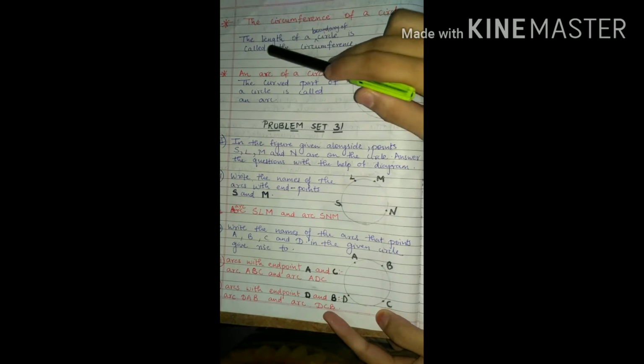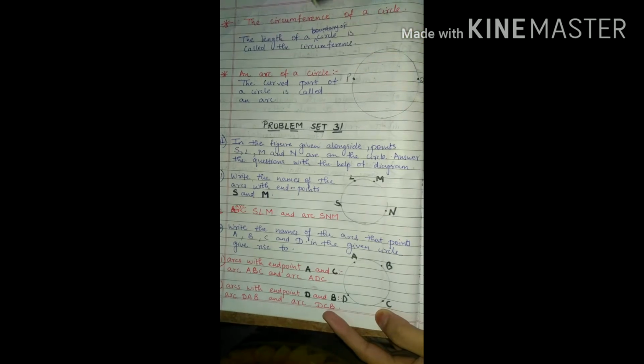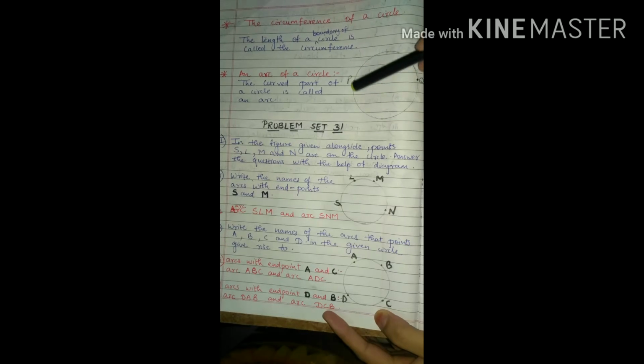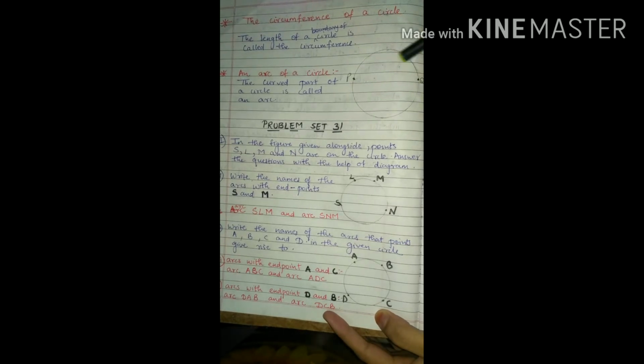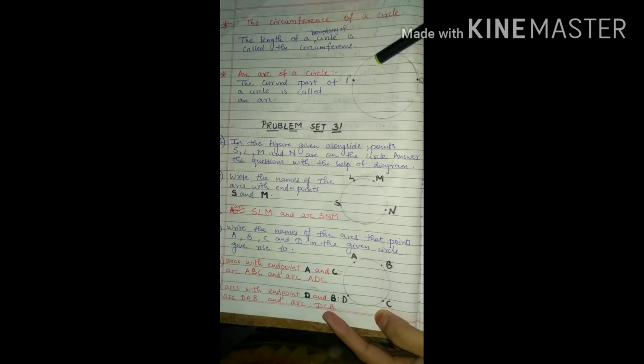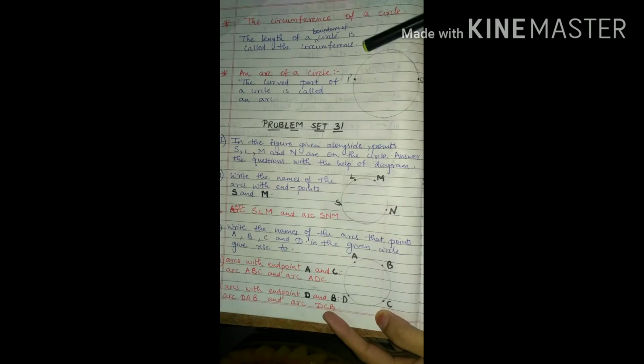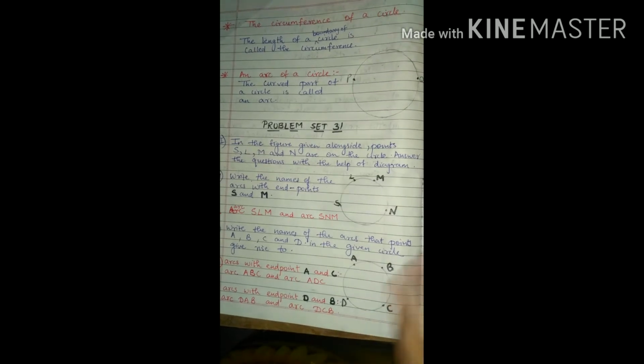Okay, so the length of the boundary of a circle is called the circumference. Means what? The length of the boundary of a circle is called the circumference. So this is a circle, and this outer line is called the boundary of the circle. Now how to measure the boundary of a circle? That means the circumference of a circle.